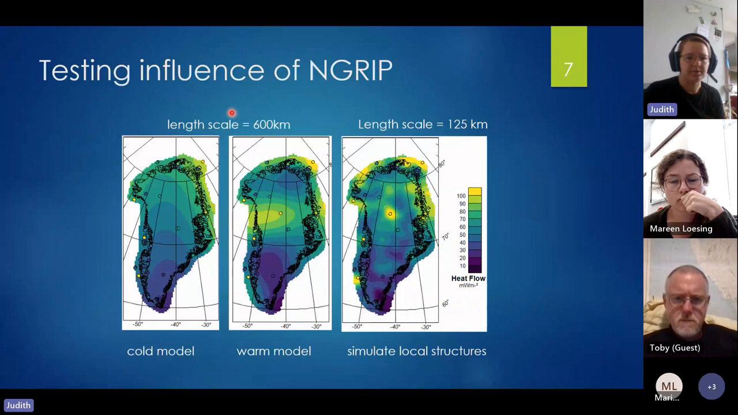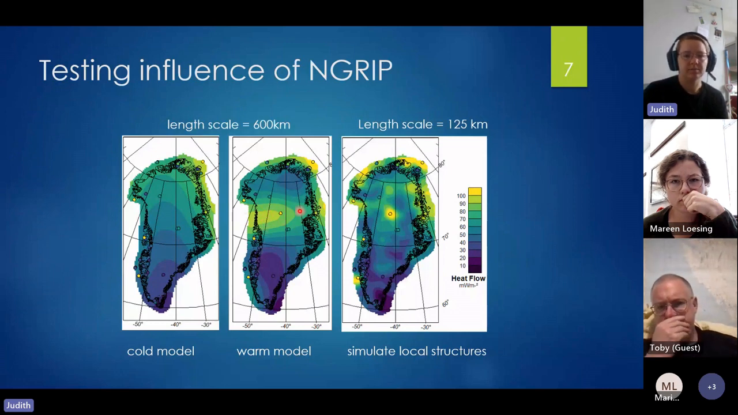If we just do this with our large length scale, we get a cold model for Greenland if we exclude the N group point. If we include the N group point in central Greenland, we get this high heat flow area, so we get a warm model for Greenland. We get one realization of our conditional simulation.